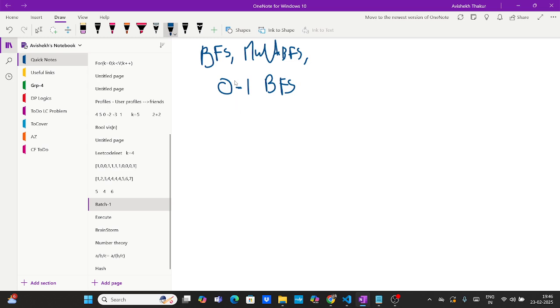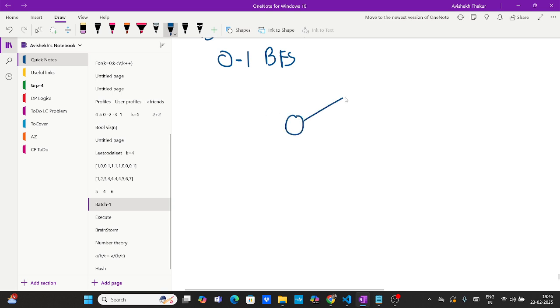What is zero one BFS? Same question, same thing: you have a graph again, some random graph. What you need to find is, given a source node, the distance from the source node to all the other nodes. I mean, what's the minimum distance? Did we solve the same problem yesterday?